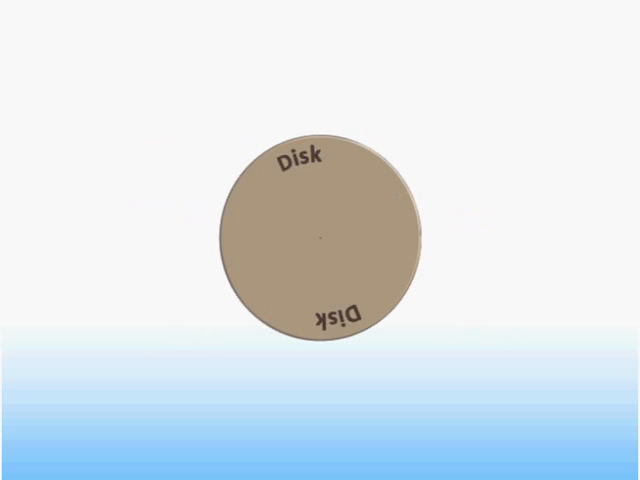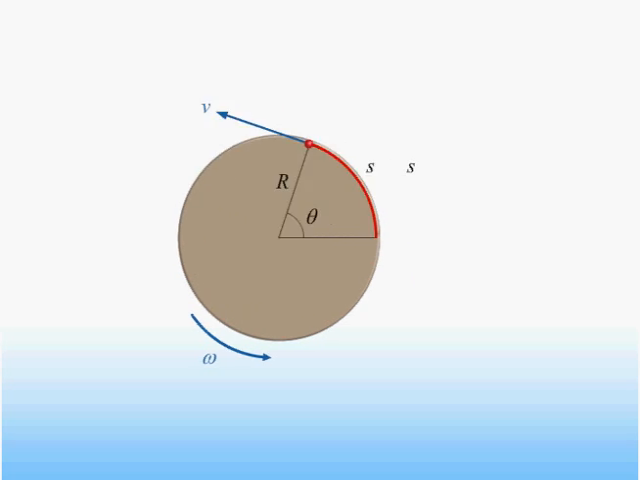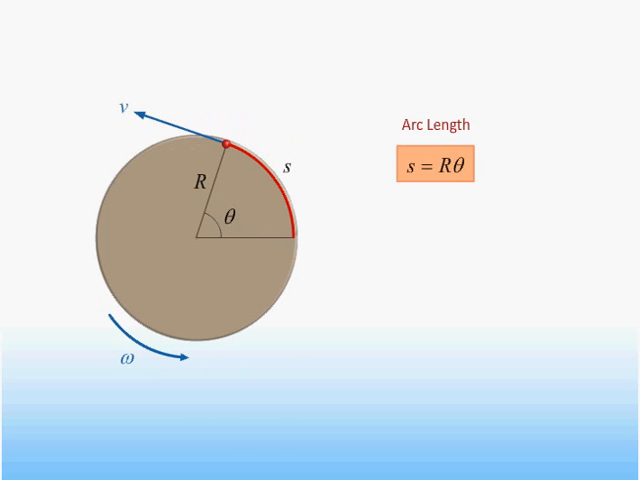Since all points on the disk are rotating together, we can determine the linear displacement, speed, and acceleration of any point on the disk in terms of the corresponding angular parameters. For example, when the disk turns through an angular displacement theta, a point located a distance r from the rotation axis will move through a distance s along a circular path of radius r. This distance s is determined from geometry to be just equal to the product of the radius and the angular displacement as measured in radians.